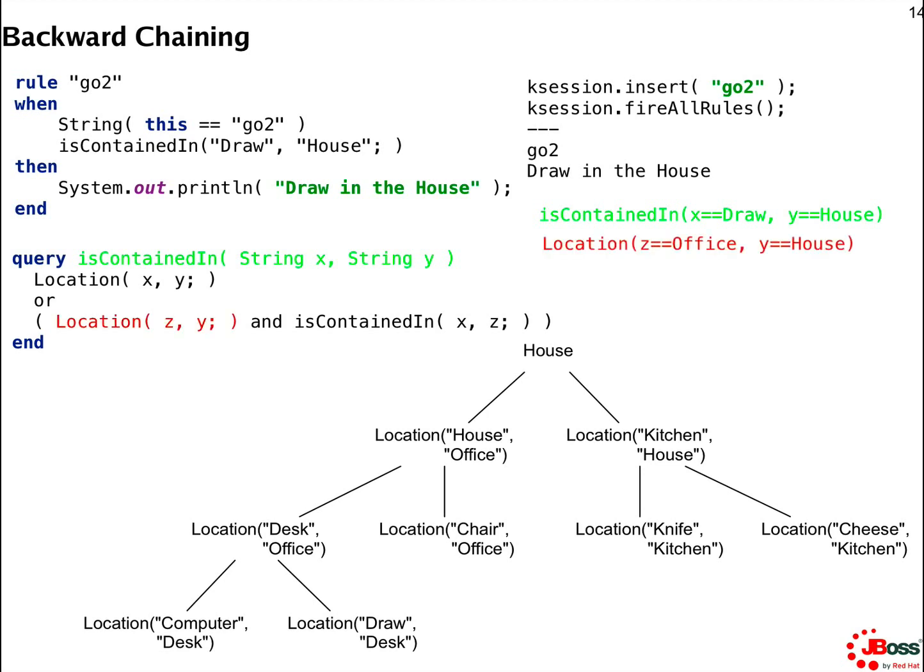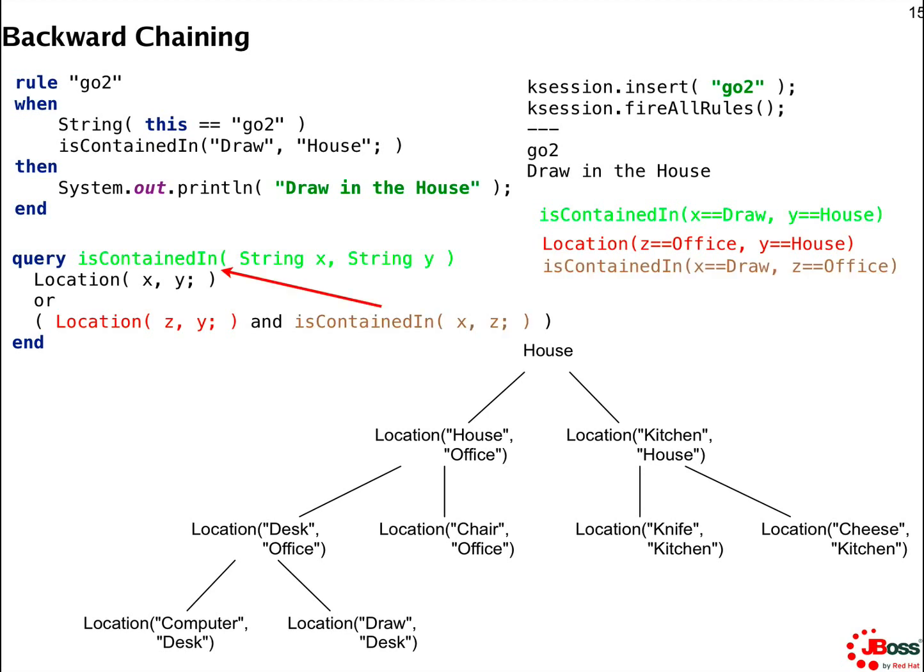Unlike the previous example, there is no instance of location, draw, and house. So instead of using the first location pattern, it goes to the next one with the Z and the Y. Now you'll notice the Z there is currently unbound. That means it has no value. It will return everything that is in that argument. And so Y is currently bound to house, so it will return everything in the house. So it's going to return the office, and it's going to return the kitchen.